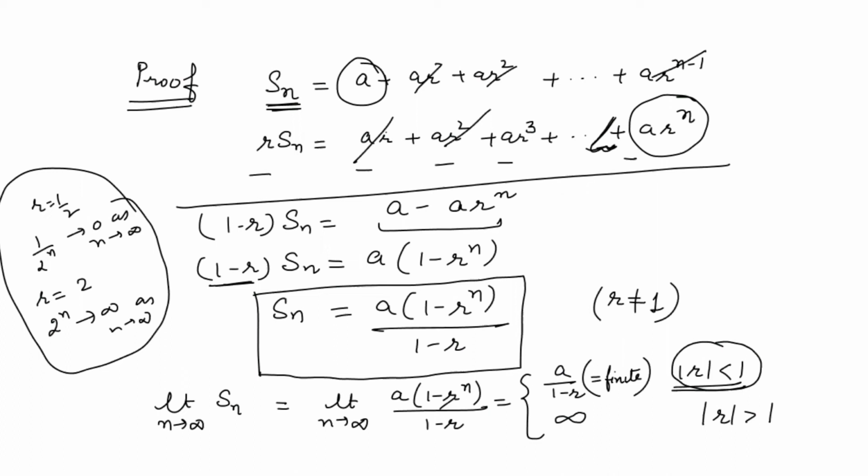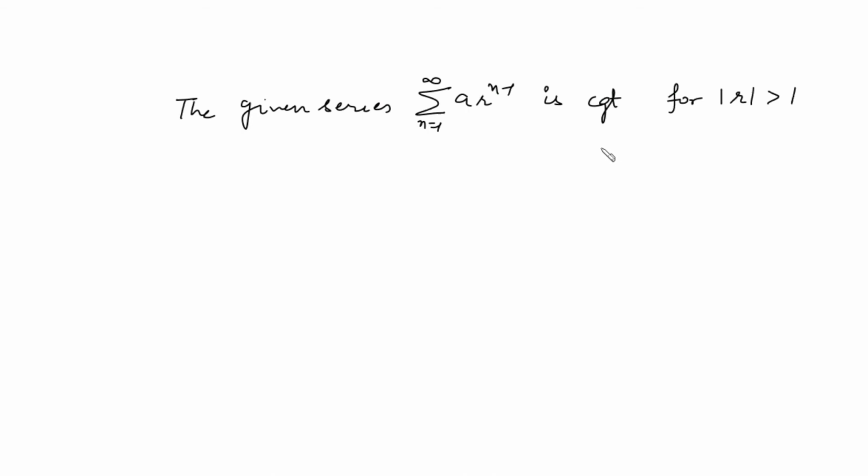This implies that the given series a r to the power n minus 1 is convergent for mod of r less than 1, right? And divergent for mod of r greater than 1. This is less than 1, sorry. So whenever mod of r is less than 1, this is convergent, and divergent for this. Now the case left is when r is 1.